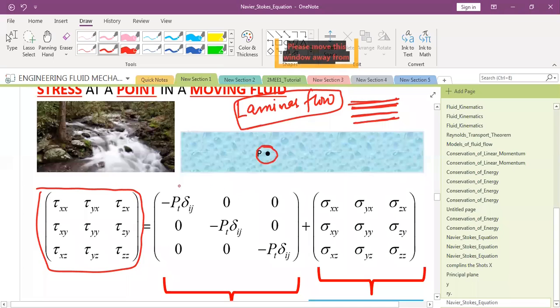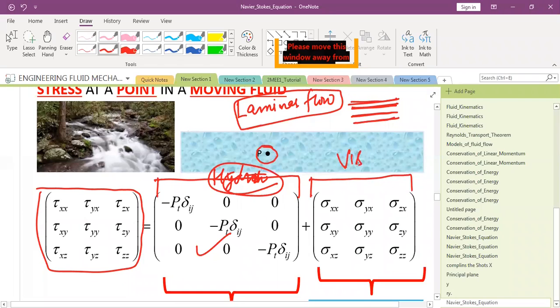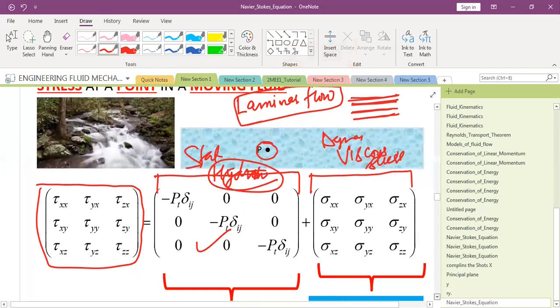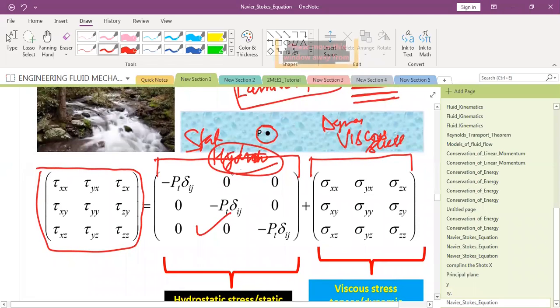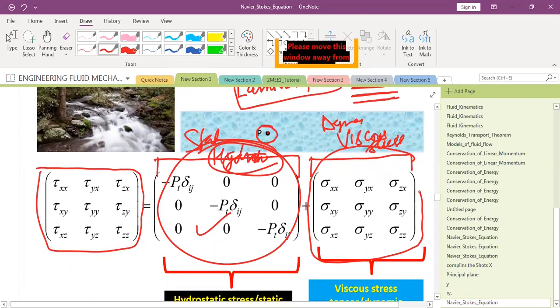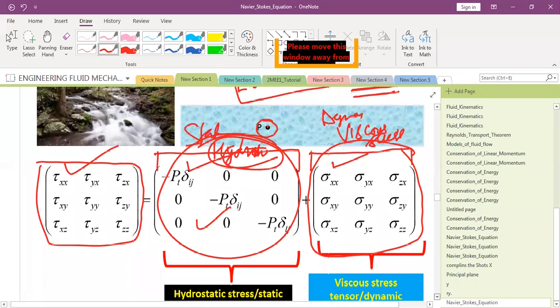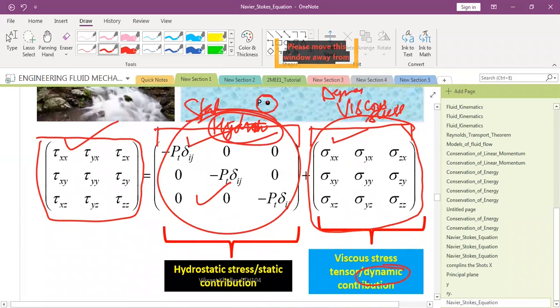So what I see is the state of stress at any point P contains two parts. One part is due to the hydrostatic state of stress. In addition to this hydrostatic state of stress, which we have already discussed, there is another stress that is called viscous stress. This is called the static component and this is called the dynamic component. So please remember, whenever fluid is flowing, in addition to the hydrostatic state of stress, at any point you additionally have a viscous state of stress as well. So the total becomes the static component plus the viscous component.